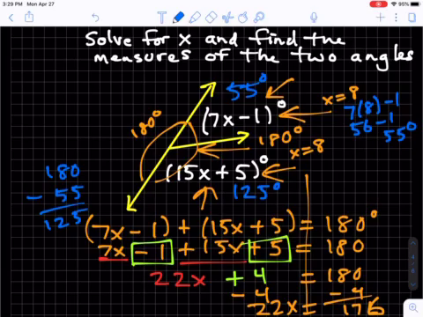So let's try it this way, though, see if that works. So 15 times 8 plus 5. Well, 15 times 8 is 120 plus 5. So yeah, 125 degrees. So that works. All right, so we're done.